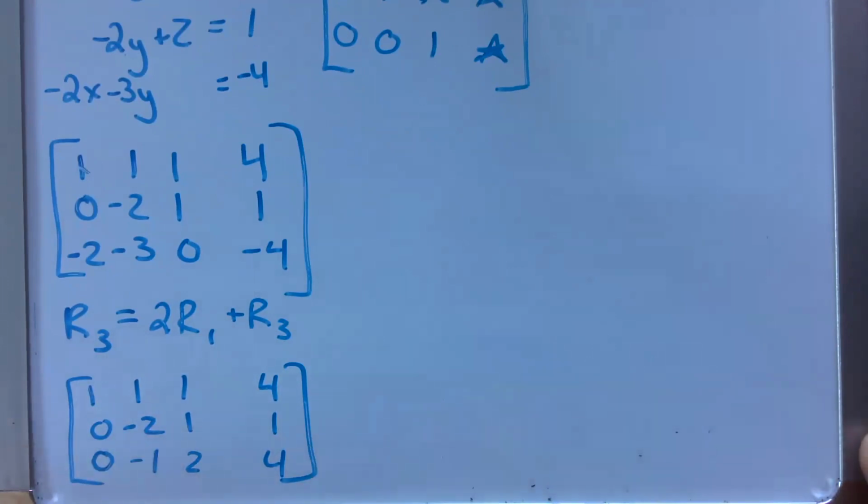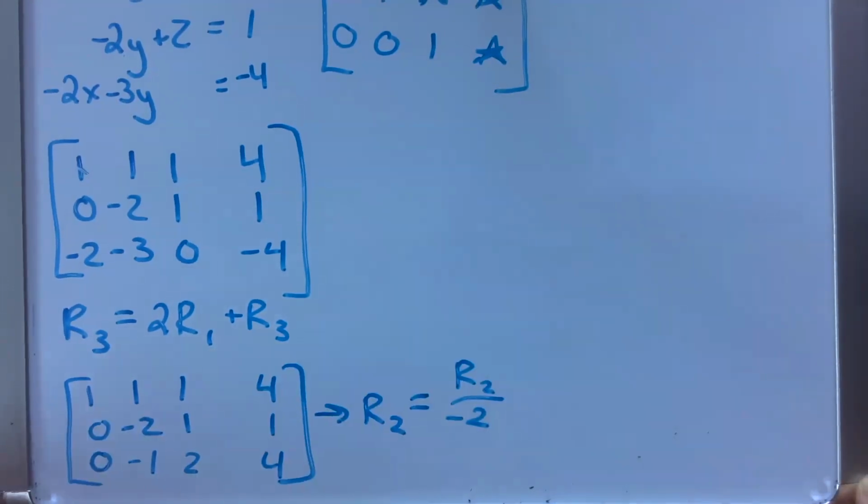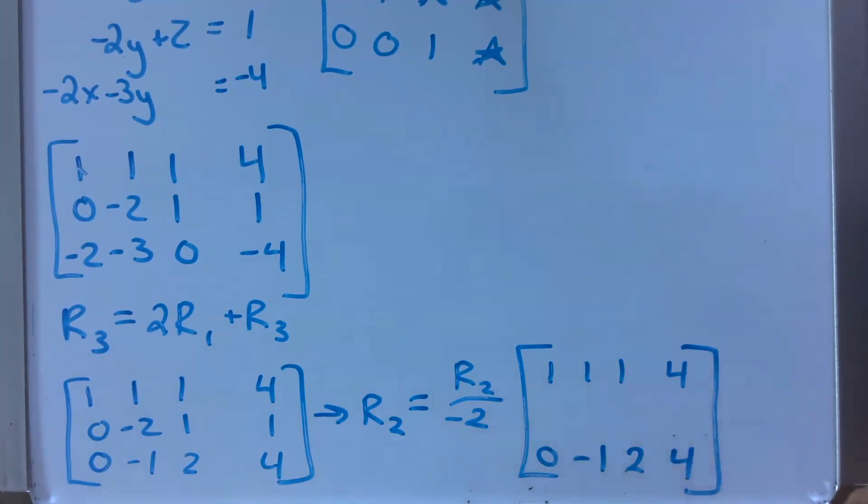So again, I'm going to leave myself some instructions. My new row 2 is going to be created by taking my old row 2 and dividing it by -2. And that's going to look like this. Okay, so my row 1 stays the same, my row 3 stays the same, and now I'm going to follow my directions and divide row 2 by -2.